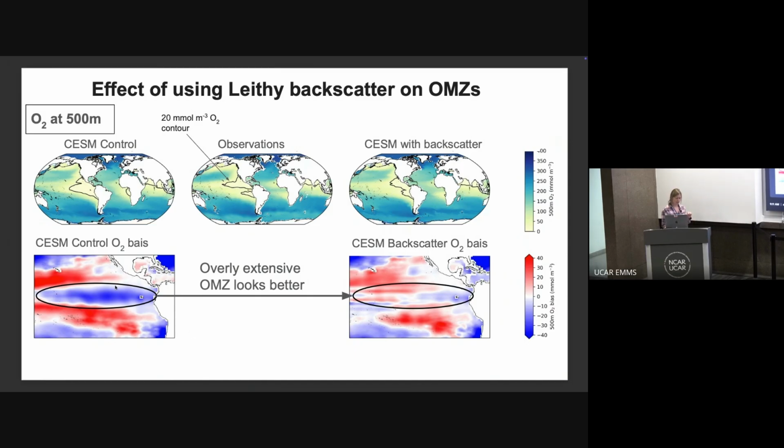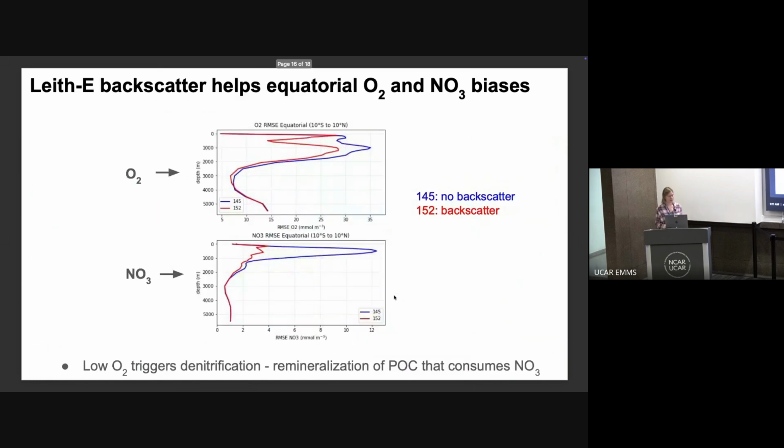And you can see that in these bias maps here too, a big negative bias there, and then it's improved with the backscatter. And this not only helps oxygen, but it also helps nitrate, and actually even more. These are plots of RMSE, the root mean square error, with oxygen on the top as a function of depth, and the error for nitrate on the bottom. The blue line is without backscatter, and you can see the improvement in oxygen, so less error with the backscatter parameterization. And if you look at nitrate, it's actually an even bigger improvement.